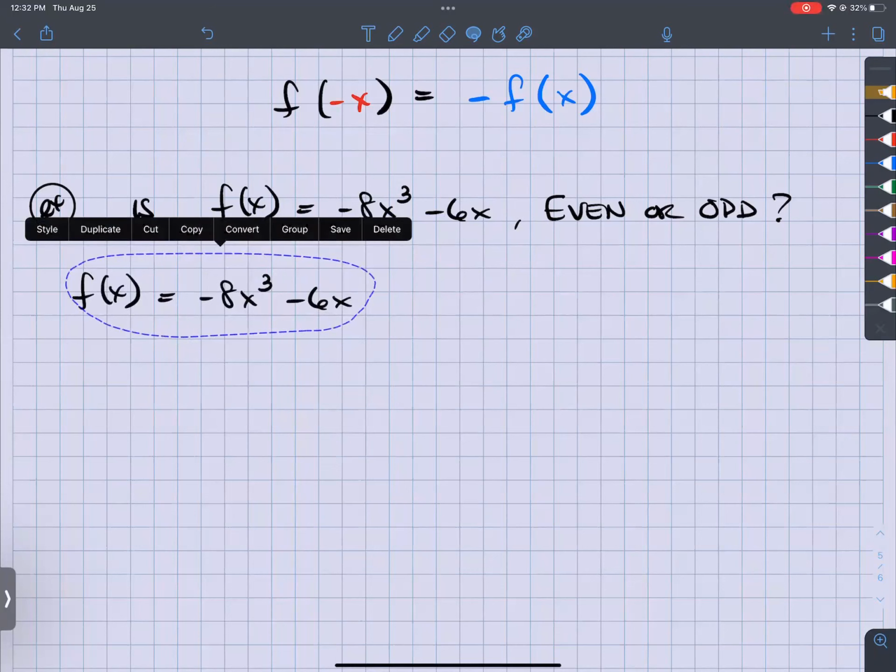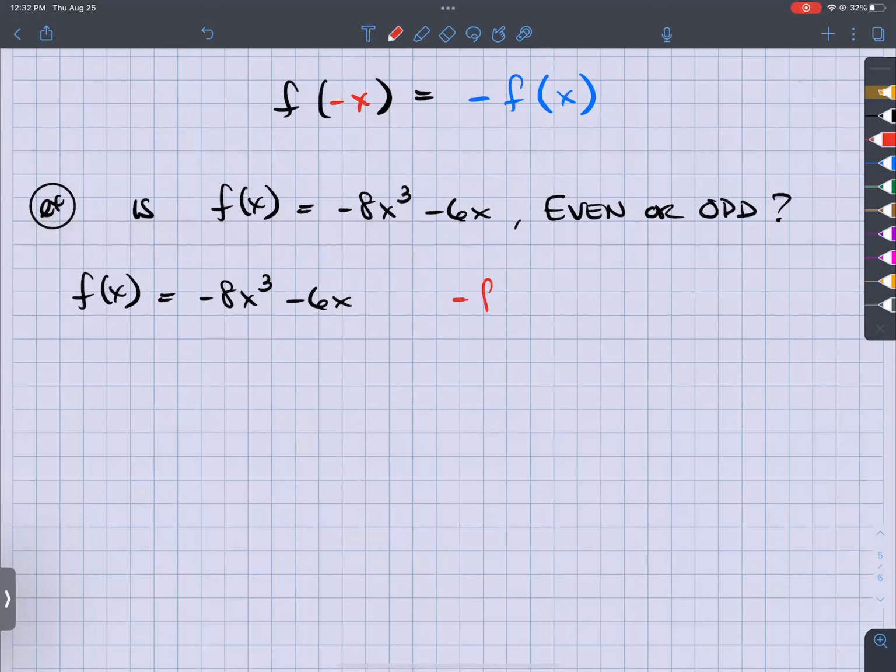First thing I would do is I will find negative f of x. So if I was to negate the f of x, what is that going to equal? Would that be 8x cubed plus 6x? It tells me to negate the function. So in other words, I'm just going into the function and negating everything. That means anything that's negative becomes positive, anything positive becomes negative, or distribute a negative one through. We're okay there? All right.